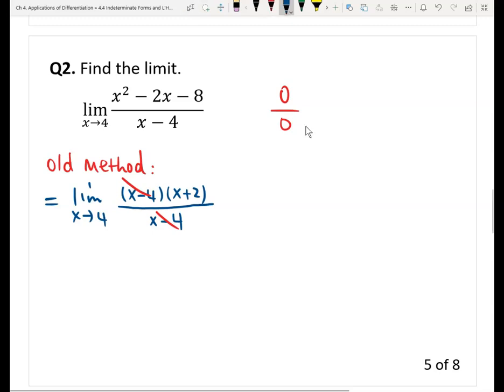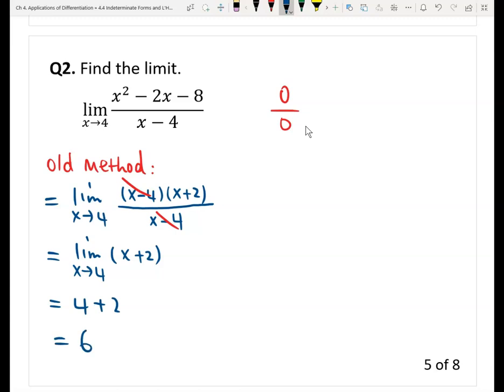Therefore, what do we get? We get this. And we get the limit as x approaches 4. Now we only have x plus 2 left. And this is a polynomial, so we directly substitute, right? So we have 4 plus 2, and the answer is 6. This is the old method.